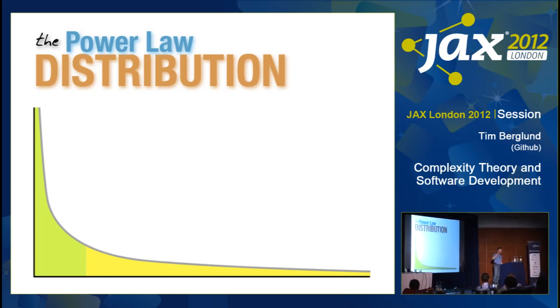The number of inbound links to a page or a URL on the internet has a power law distribution. Most pages have very few inbound links to them. Some URLs have many, these large events over here. But as the number of inbound links grows, the likelihood of finding a page with that many links diminishes.